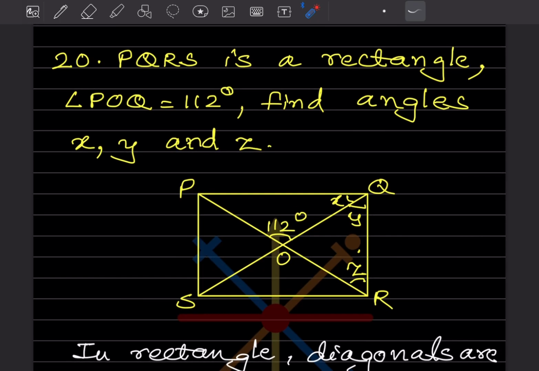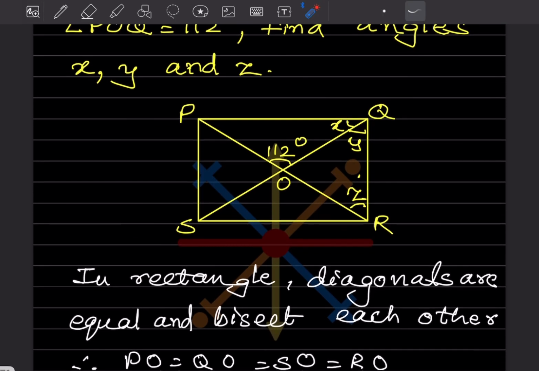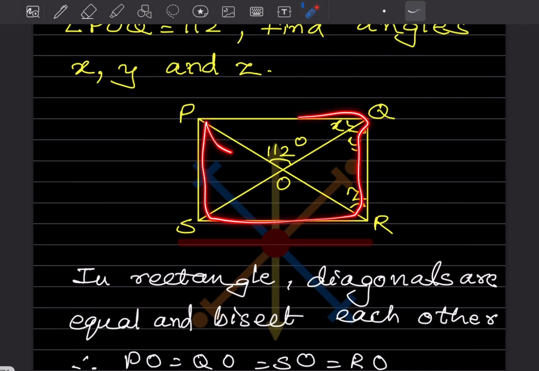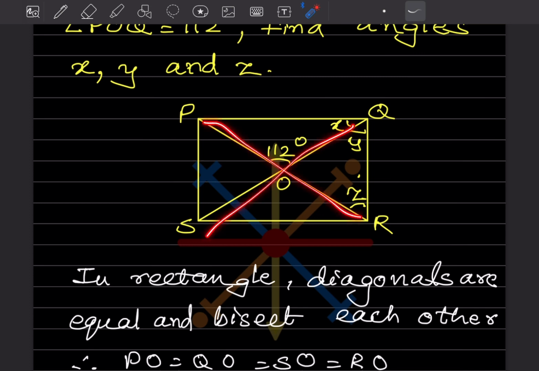PQRS is a rectangle. Angle POQ is 112. You have to find the angles X, Y and Z. So this is the figure given. This is a rectangle PQRS. In a rectangle, we know that the diagonals are equal and they bisect each other. So since they're bisecting each other, PO is equal to QO, and SO is equal to RO.